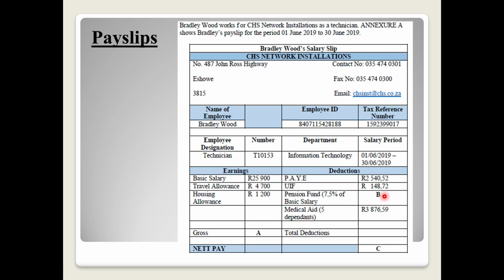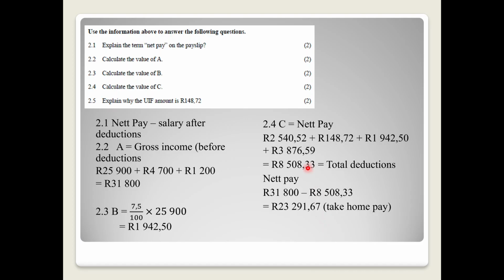Then B is also a missing value. That's the pension fund, and they are very kind. They say 7.5% of the basic salary. So if we go to the calculation, it is 7.5% of the basic salary, which is 25,900, and that is then R1,942.50.